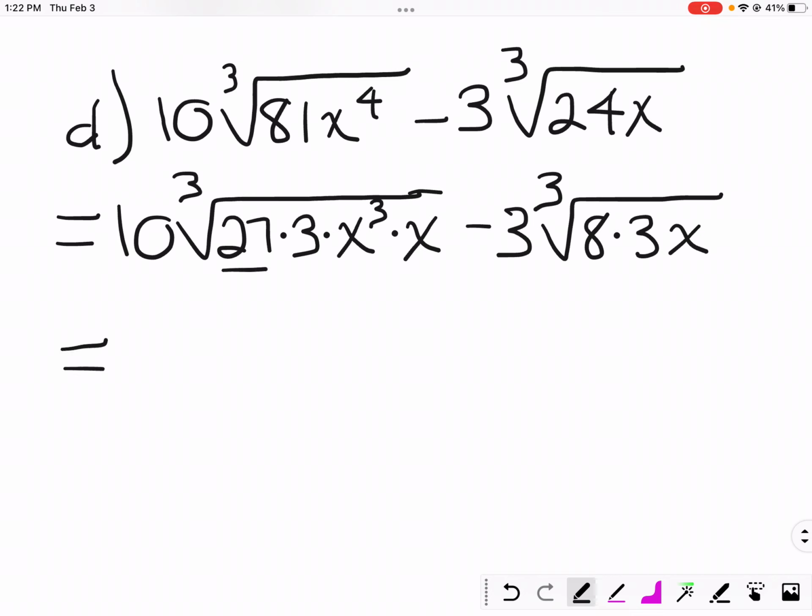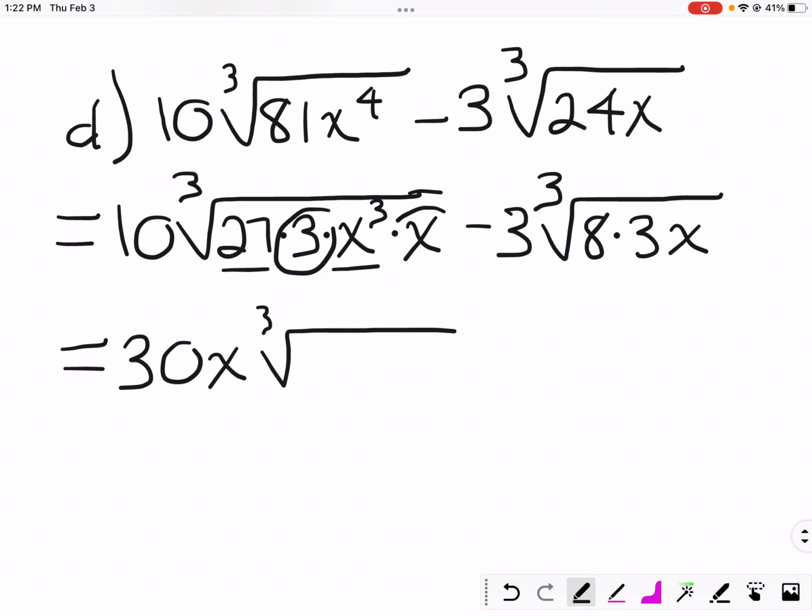Now, 27 and x cubed are going to come out. The 27 inside becomes a 3 outside. The x cubed inside becomes an x outside. I'm left with 3 and x inside the cube root. This one, I've got the 8 inside, cube root makes that a 2 outside.